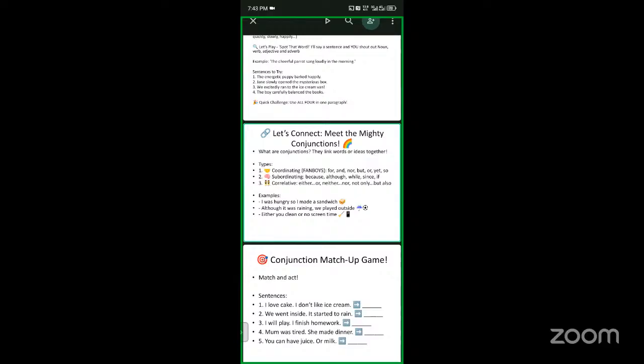So if I say either you do this, it means I'm giving you a choice between this or this. But if I say neither, it means none of these. So neither my mom nor my dad can cook. That's not true though, but that's just a sentence. So neither my mom, it means none of them can cook. Do you understand? Either you sweep your room or no more screen time. I'm giving you a choice between two things. Do you understand? Yeah.